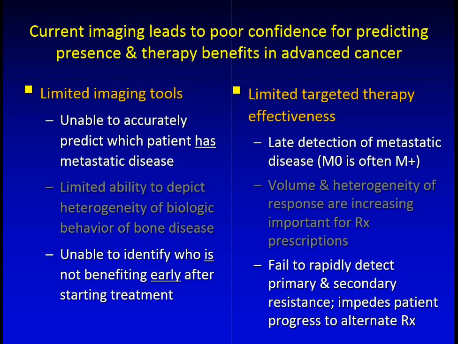Another problem with the current way of doing this is we are unable to identify who is not benefiting early after starting treatment. As a result, we fail to detect primary and secondary resistance at an early time point, which impedes the progress of patients to alternative therapies. And I just wanted to give you an example of that.